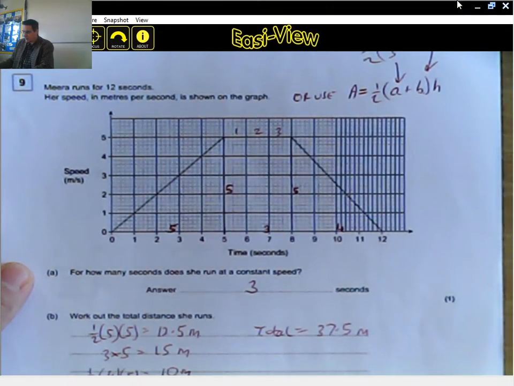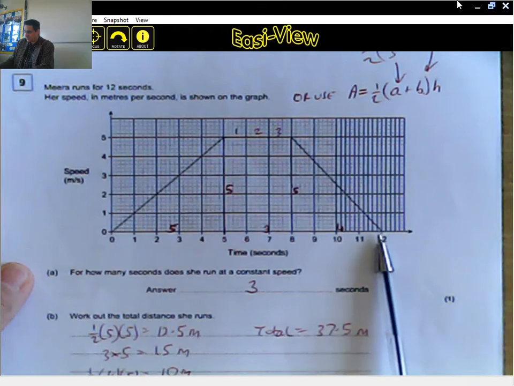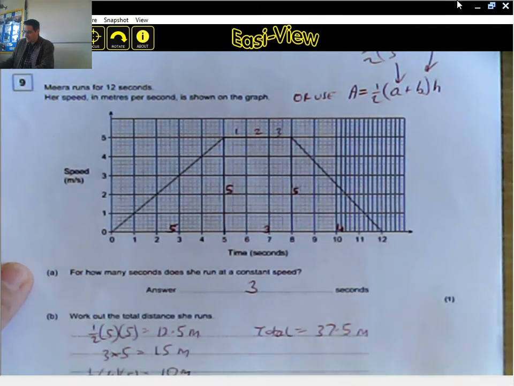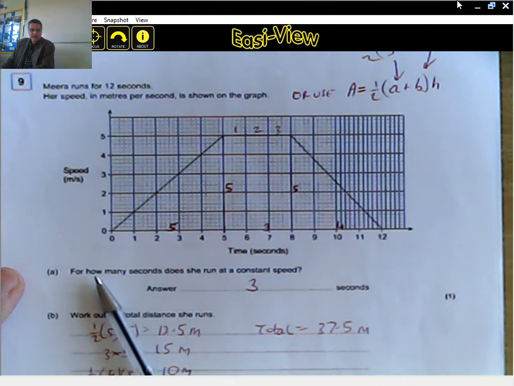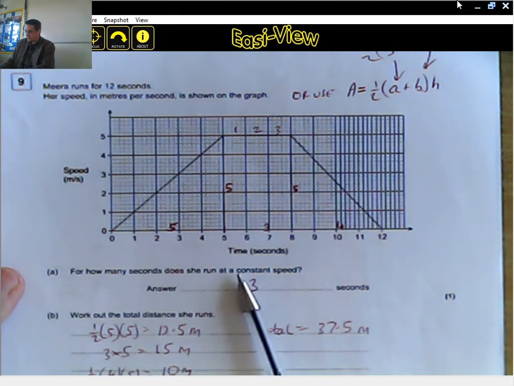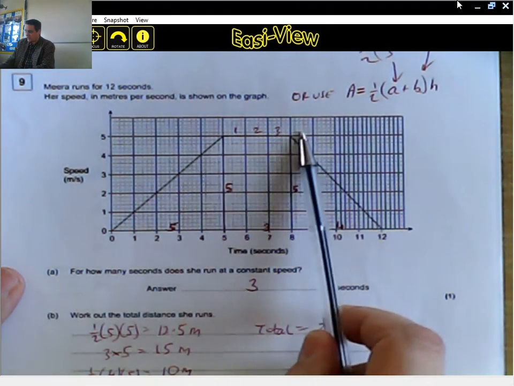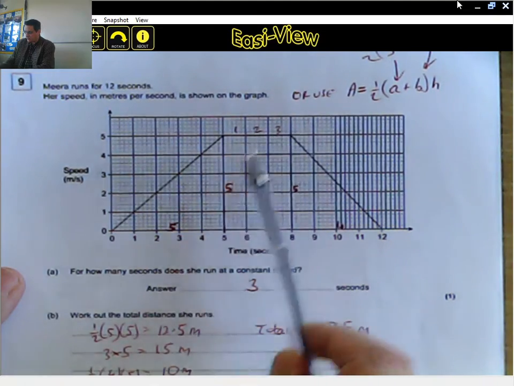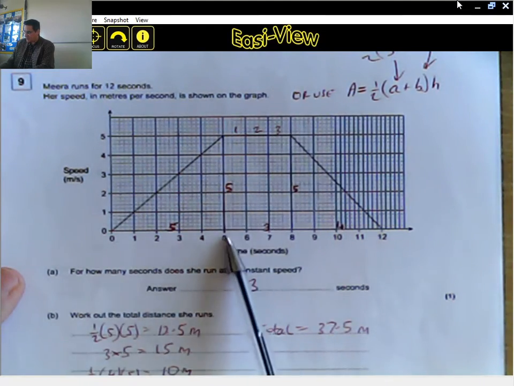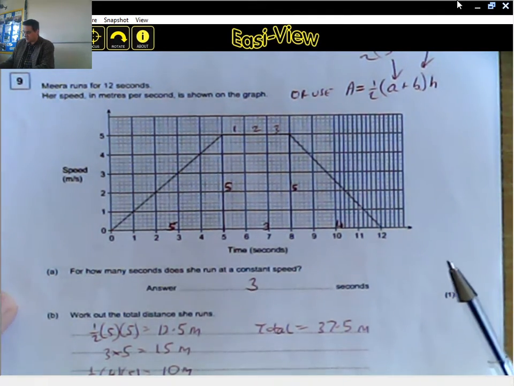So Mira runs for 12 seconds. It's a 12-second sprint. Her speed is shown here. So it's a speed time graph, not a distance time graph. For how many seconds does she run at a constant speed? Well, that's her flatlining. 1, 2, 3 blocks of time, and each block of time is a second. So for 3 seconds she's running at constant speed.